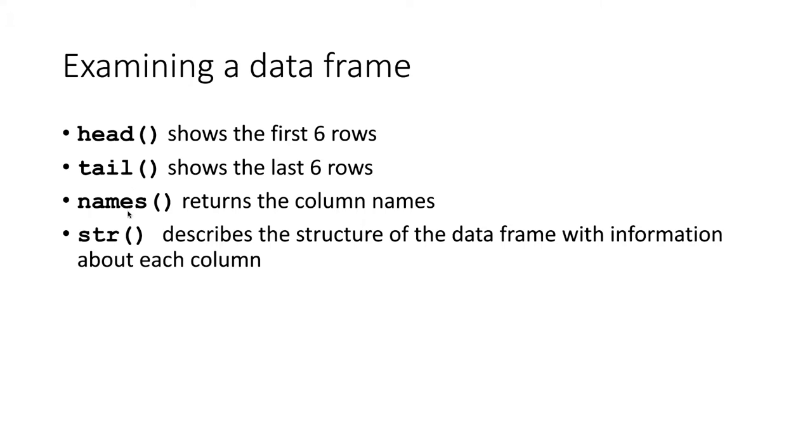The names function will return just the column names. So if you have a CSV that has dozens of columns, this is an easy way to look at them without trying to scroll all the way across the data frame. The str function describes the structure of the data frame. So it tells you not only the column names, but also what type of data is found in each of those columns and additional information.